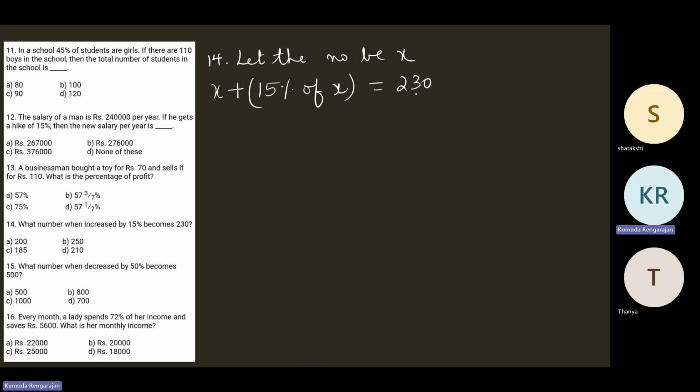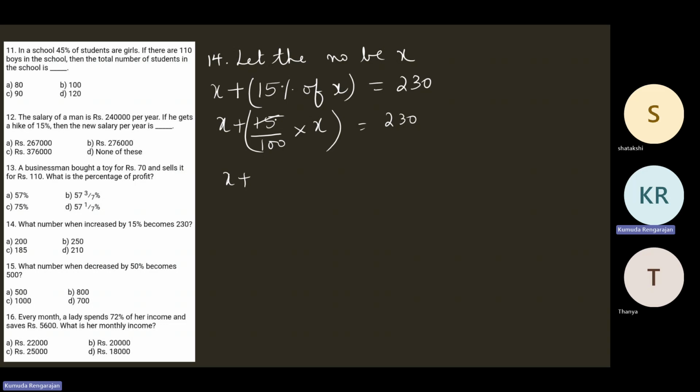Let the number be x. You increase it by 15% of itself. That's understood. When increased by 15%, meaning 15% of itself. 15% of what? Of itself. So let the number be x. X is increased by 15% of x, and the resultant number is 230. This is the equation. So x plus 15%, which means 15 by 100, of, which is multiplication, x is equal to 230.